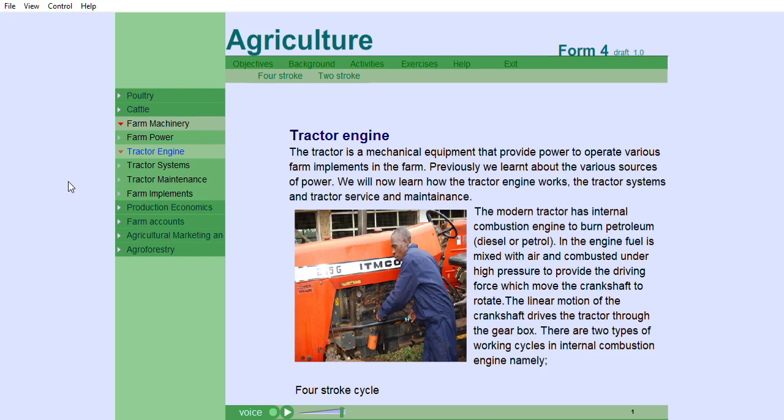The modern tractor has an internal combustion engine to burn petroleum, diesel, or petrol. In the engine, fuel is mixed with air and combusted under high pressure to provide the driving force which moves the crankshaft to rotate. The rotary motion of the crankshaft drives the tractor through the gearbox.